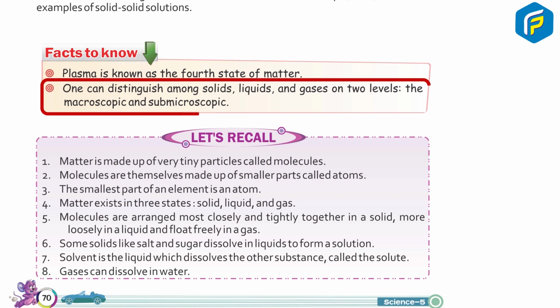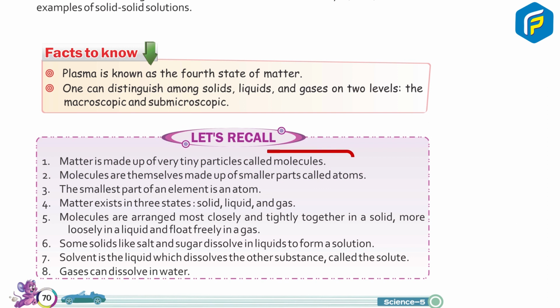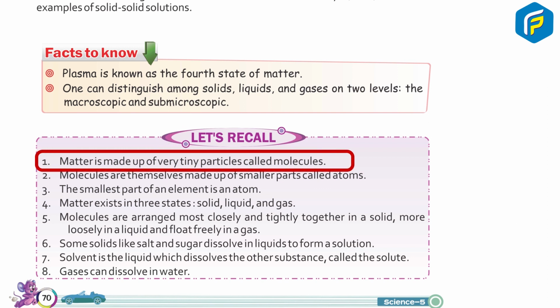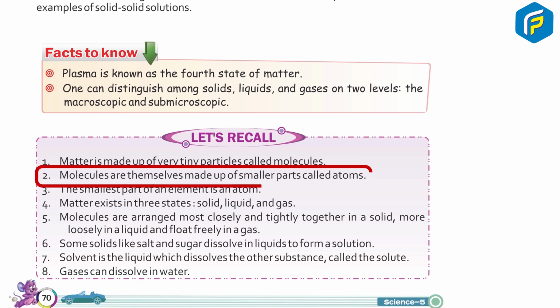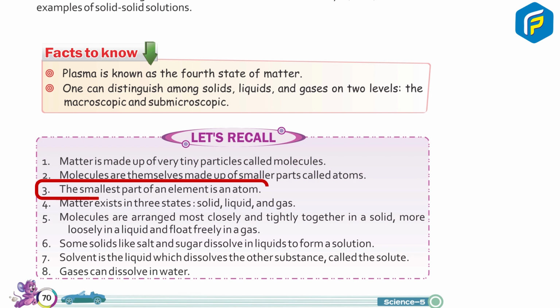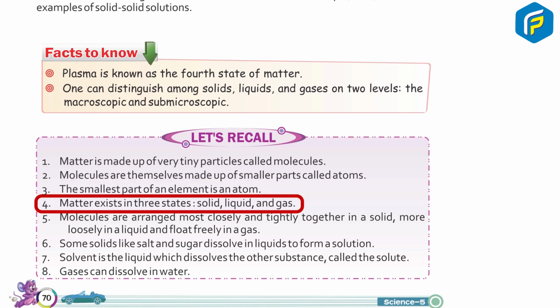One can distinguish among solids, liquids and gases on two levels, the macroscopic and submicroscopic. Let's recall. 1. Matter is made up of very tiny particles called molecules. 2. Molecules are themselves made up of smaller parts called atoms. 3. The smallest part of an element is an atom. 4. Matter exists in three states: solid, liquid and gas.